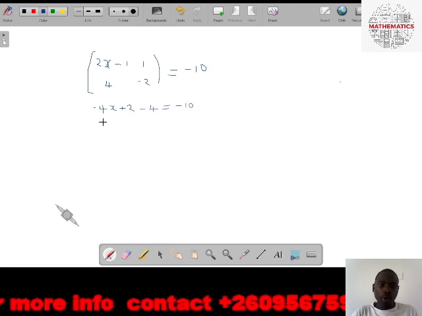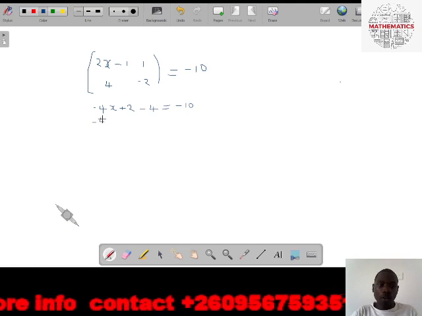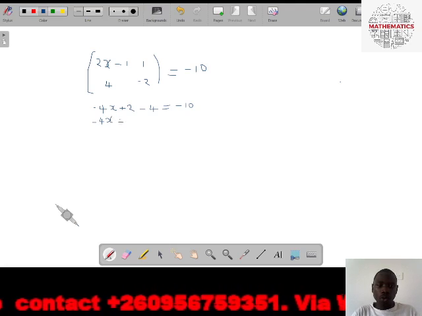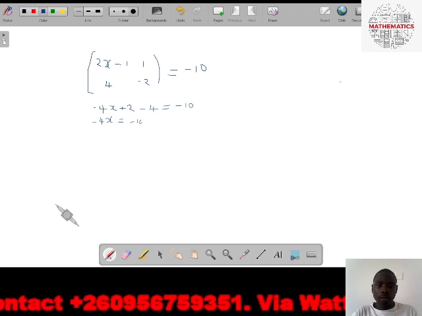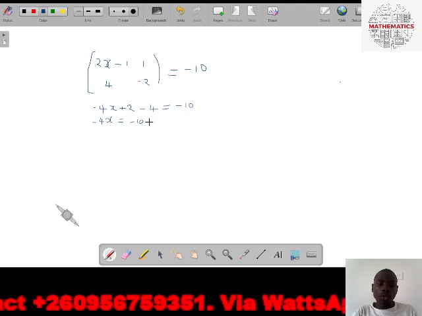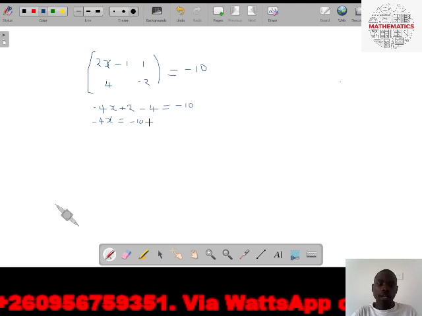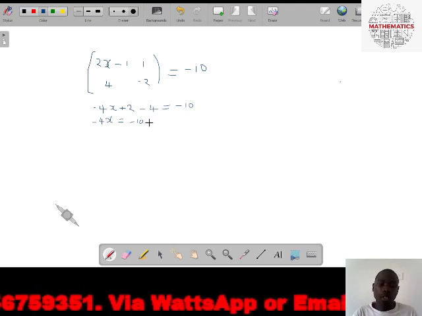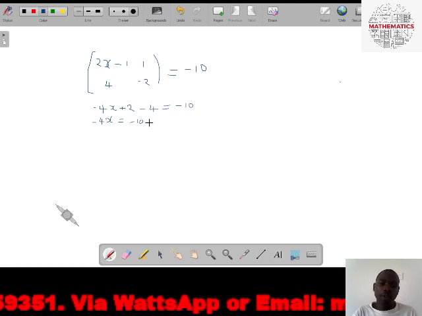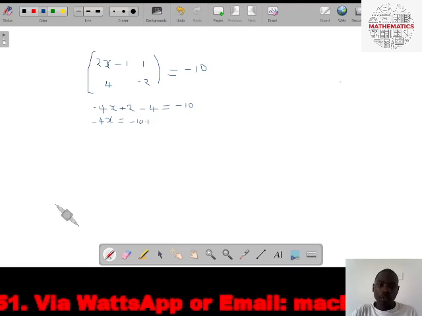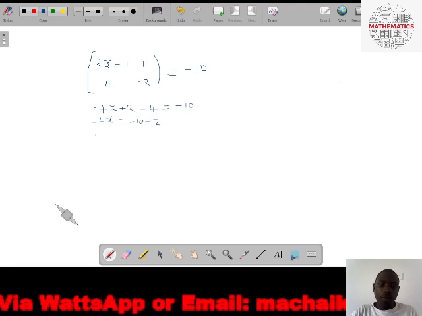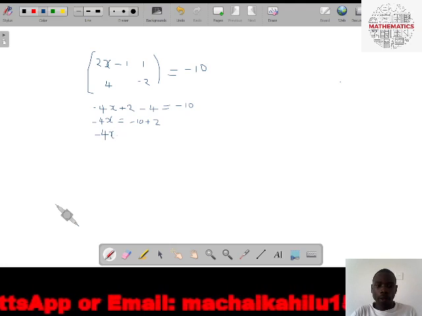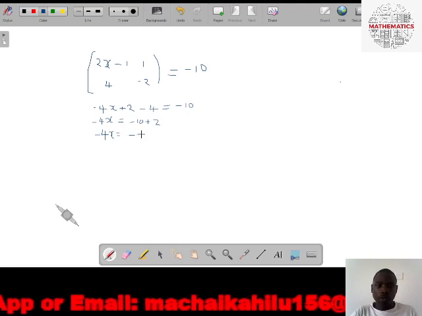After that we are going to say negative 4x equal to negative 10, and then now 2 minus 4 is negative 2, and when 2 crosses the equal sign, it becomes positive, or in another way we can say the conjugate of negative 2 is actually positive 2. So negative 4x is equal to negative 8.